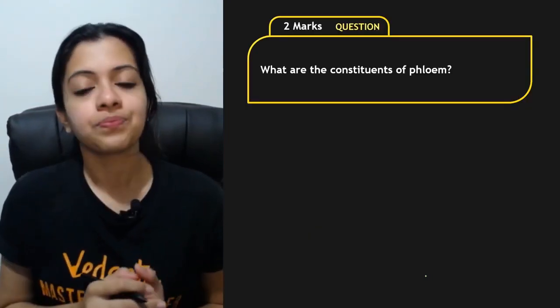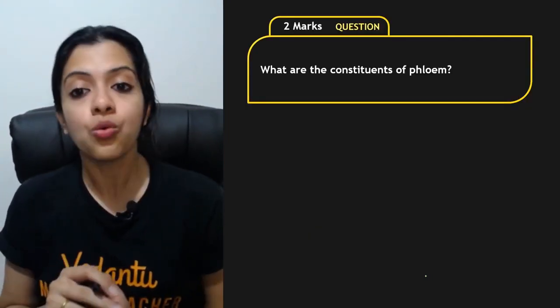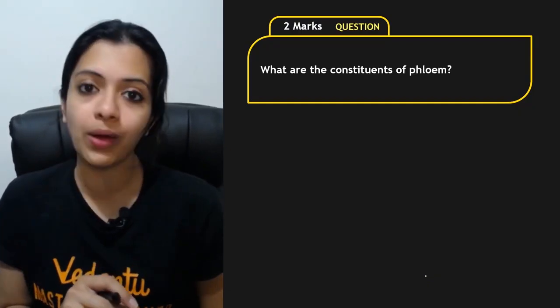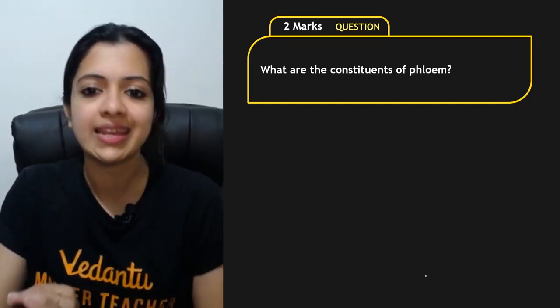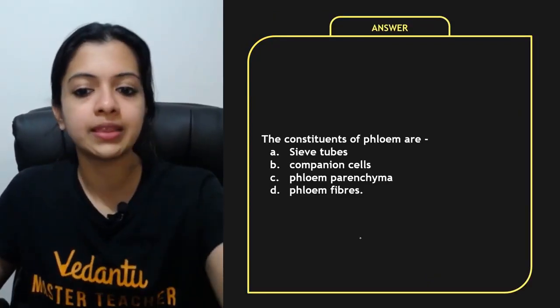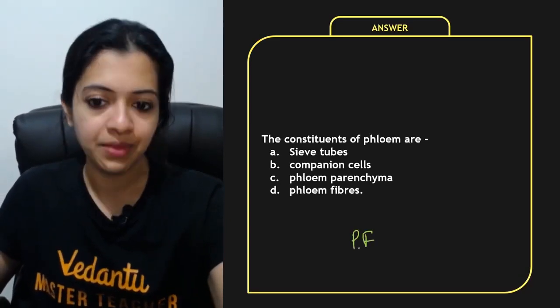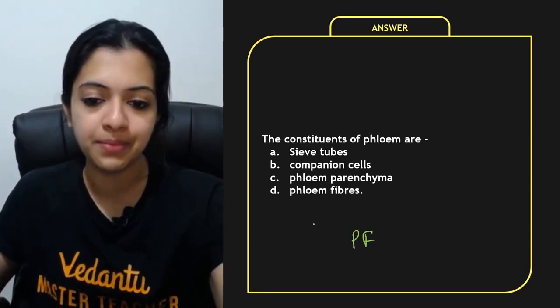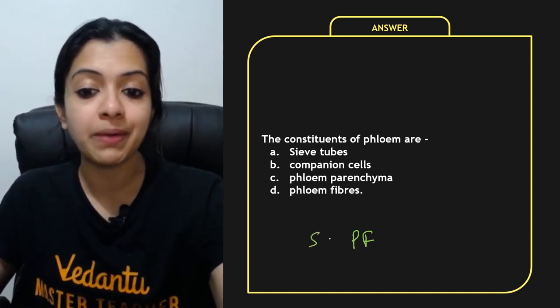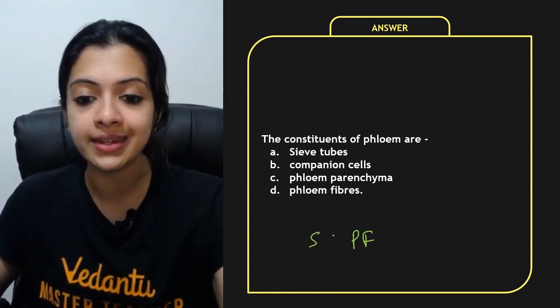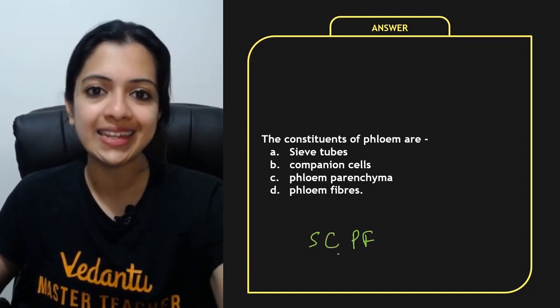All right. Now, another similar question. What are the constituents of phloem? Of course, it's going to be very similar, but the PF part is going to be exactly the same: phloem parenchyma and phloem fibers. But before that, the specialization of phloem would come in the sieve tubes and companion cells.